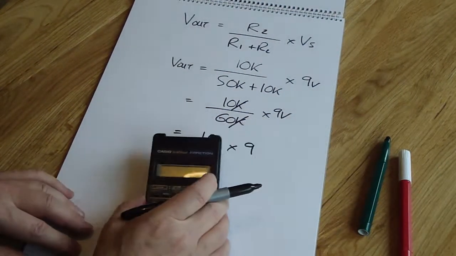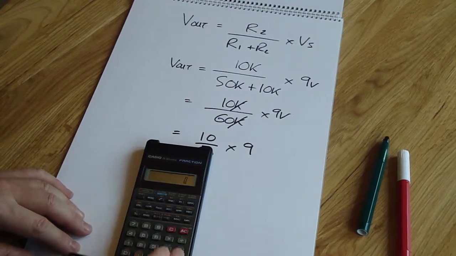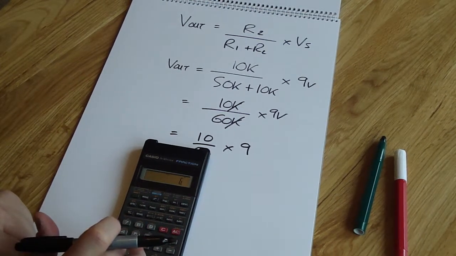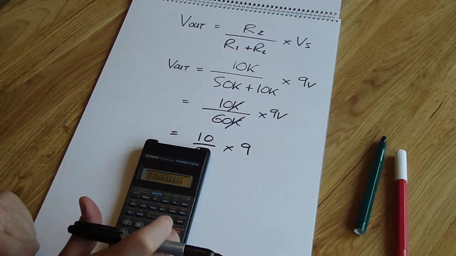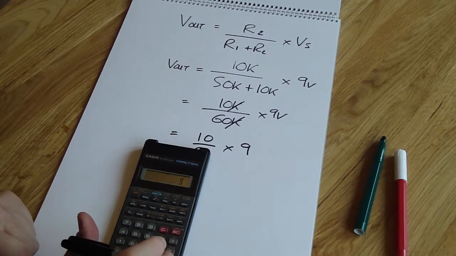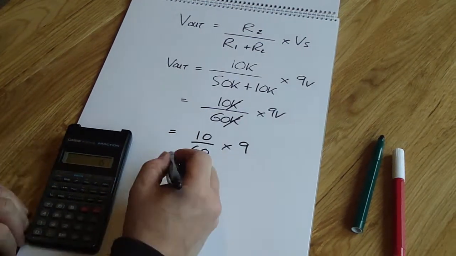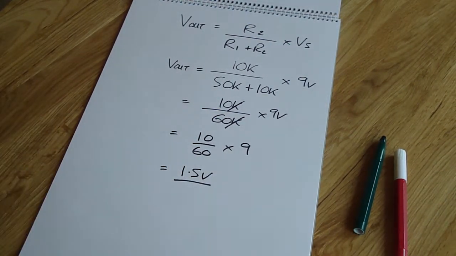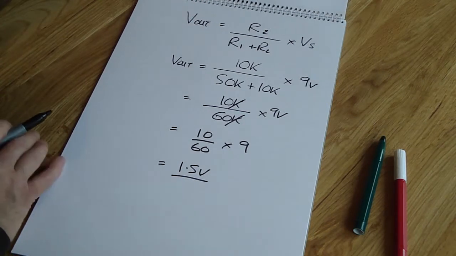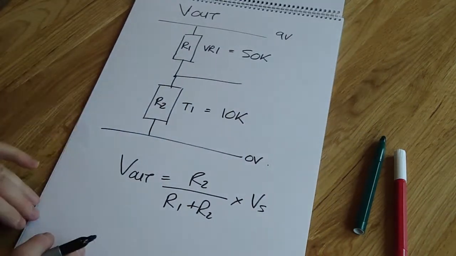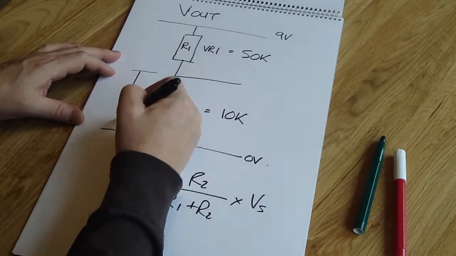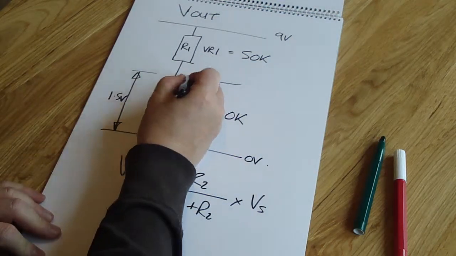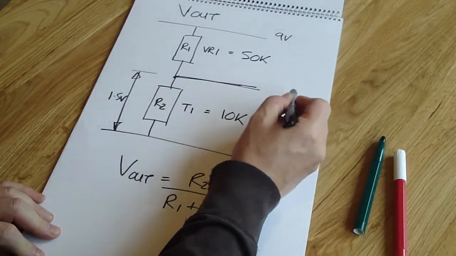So if we use the calculator, 10 divided by 60 equals that, times 9 equals 1.5 volts. So going back to the question originally, that means that that voltage there is 1.5 volts. That means that this voltage here is 1.5 volts.